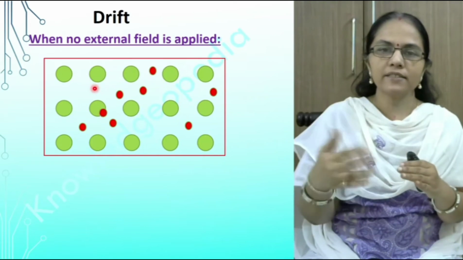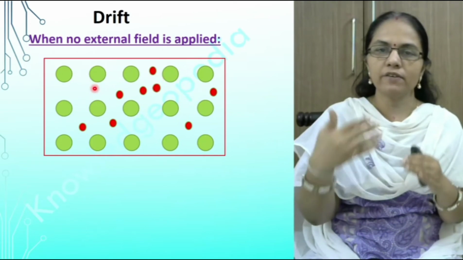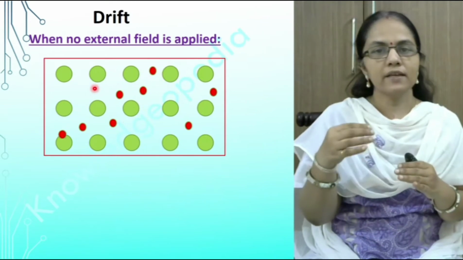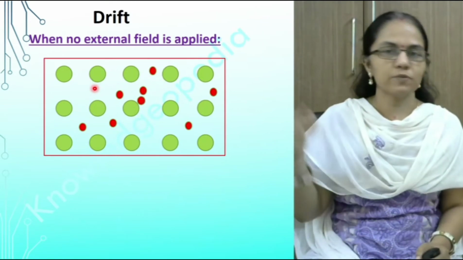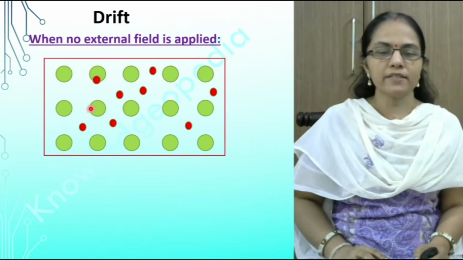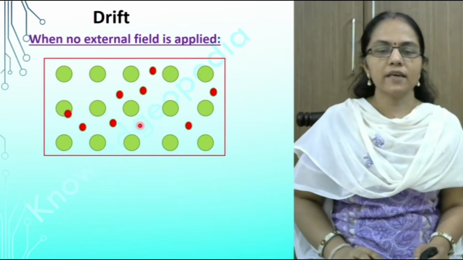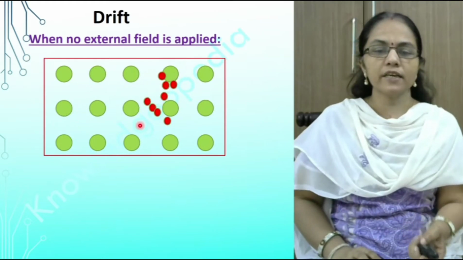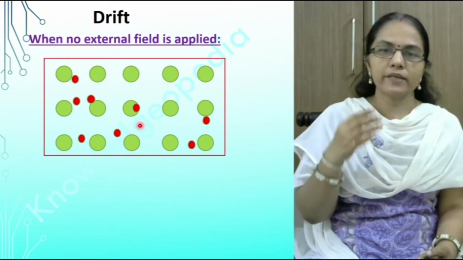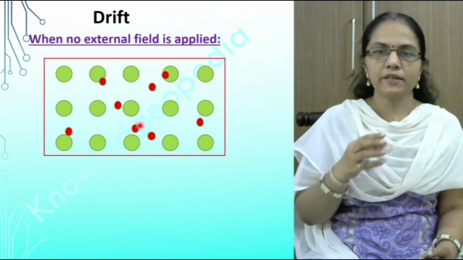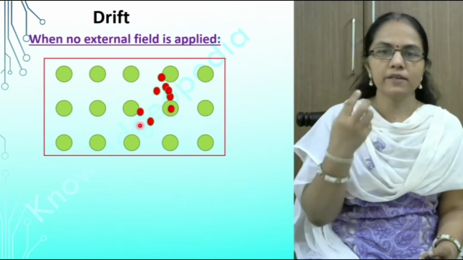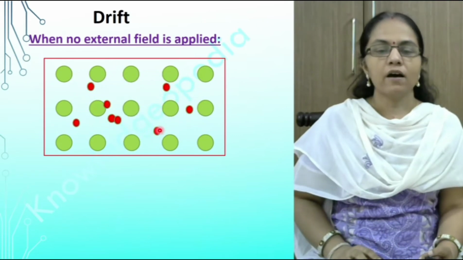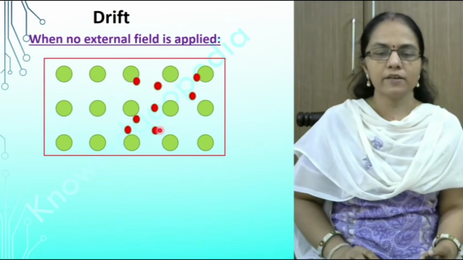That means the direction is changing continuously. Whenever the carrier hits a lattice atom, the direction changes. It is moving very randomly. As you can see over here, this carrier is moving randomly. Similarly, all the carriers, when there is no external field applied to the semiconductor, will move randomly inside the semiconductor. As you can see, all the carriers are moving randomly.